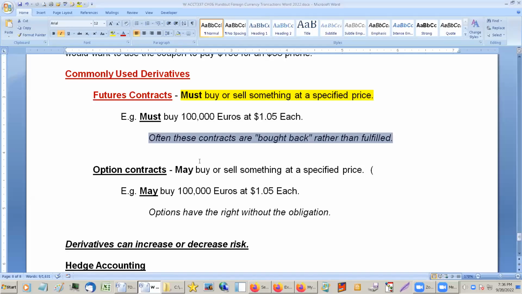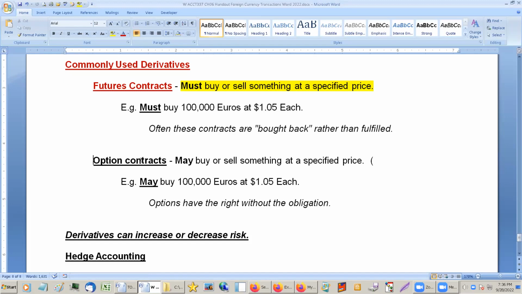I used to work, by the way, at the Chicago Board Options Exchange. I worked there for a little while, doing stock options. But anyway, a lot of times these contracts, even though they are for specific things, there is a market for them. The contracts will have a specific price and they can be bought back at that price.